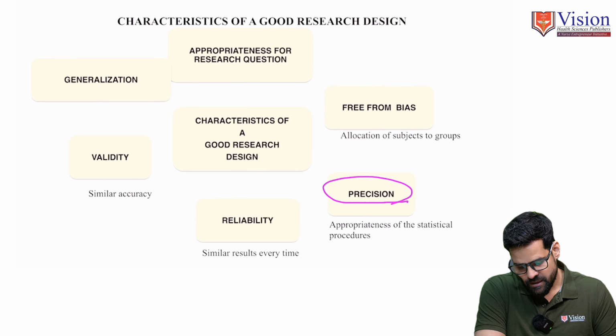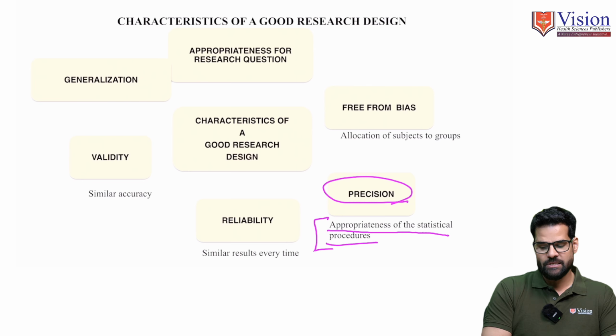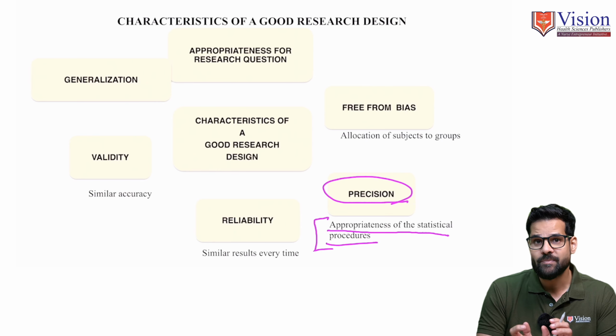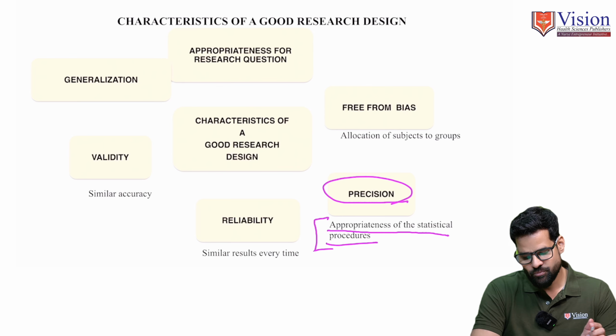Then precision, appropriateness of the statistical procedure. Whenever you select a research design, you should also see what is the appropriate test and whether this particular test is available to do that. Okay, so it should be that.